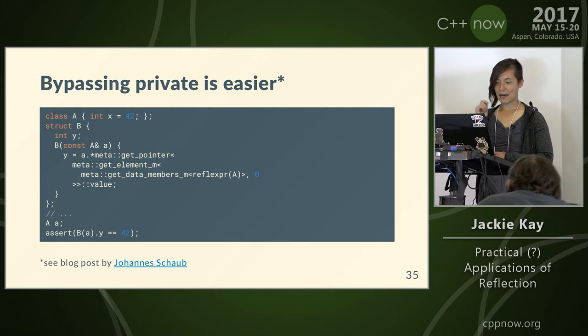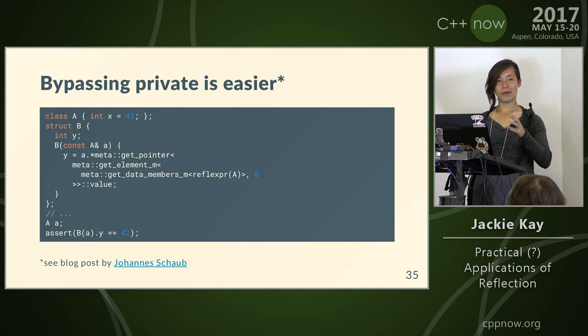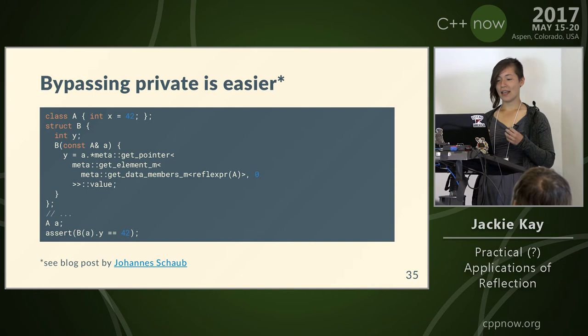But this is way easier because when you use meta information to get the data members, you can get an element using a compile time index, and then you can get a member pointer from that. And this will actually compile, and it actually won't reach this assertion. So I'm able to take the private member X out of A and copy it into Y in B in the constructor of B.